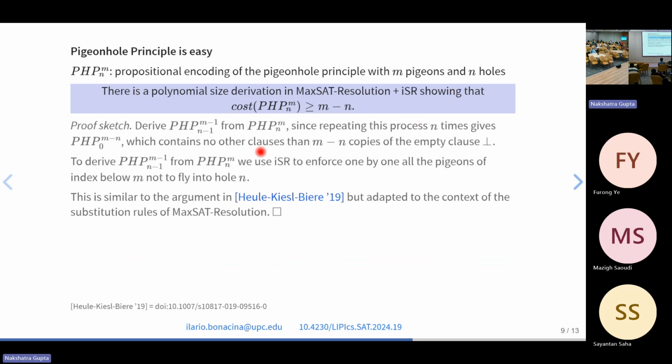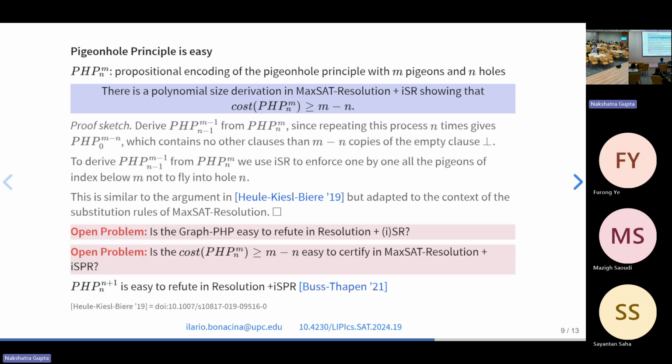The proof sketch is something that you could imagine. We go from the pigeonhole principle with m pigeons and n holes, remove one pigeon and one hole, and repeat this process m minus n times. At the end, the pigeonhole principle with 0 holes is just m minus n copies of false. So we are done. The tricky part is to go from the pigeonhole principle to the one with one pigeon less and one hole less. This is done using the redundancy rule to enforce, one by one, all the pigeons of index below m to not fly to the hole n. This is similar to an argument in a paper by Heule, Kiesl, and Biere, but it's adapted to the context of substitution rules. In particular, you cannot reuse an axiom several times for free.